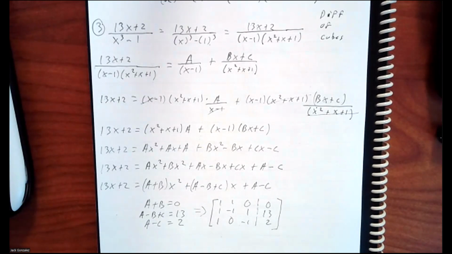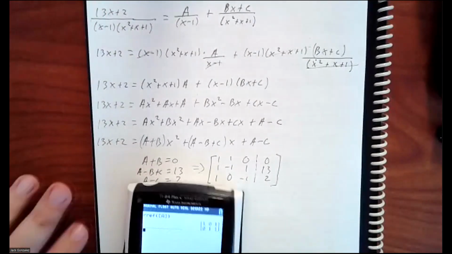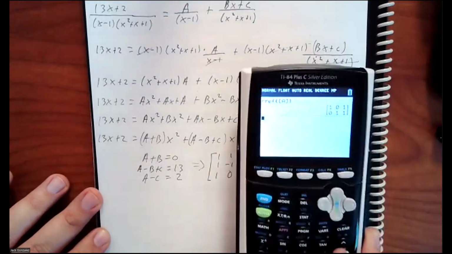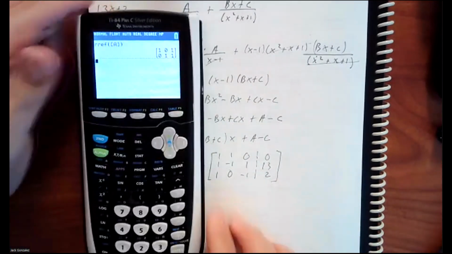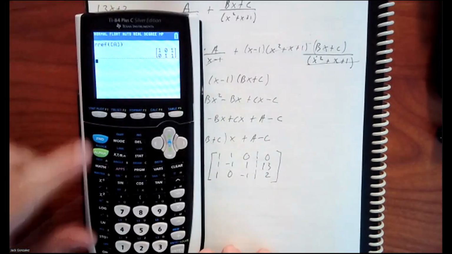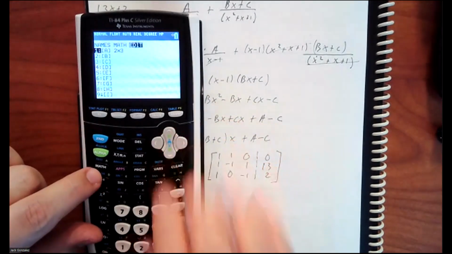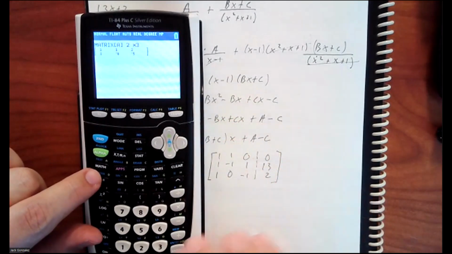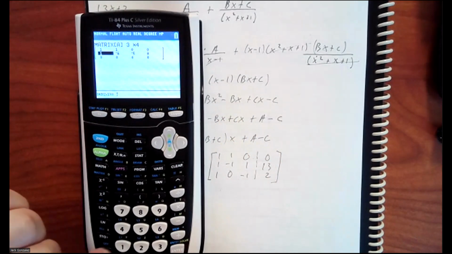So solve it. Put it right here, I guess. 3 rows by 4 columns. So 1, 1, 0, 0, 1, -1, 1, 13, 1, 0, -1, 2.